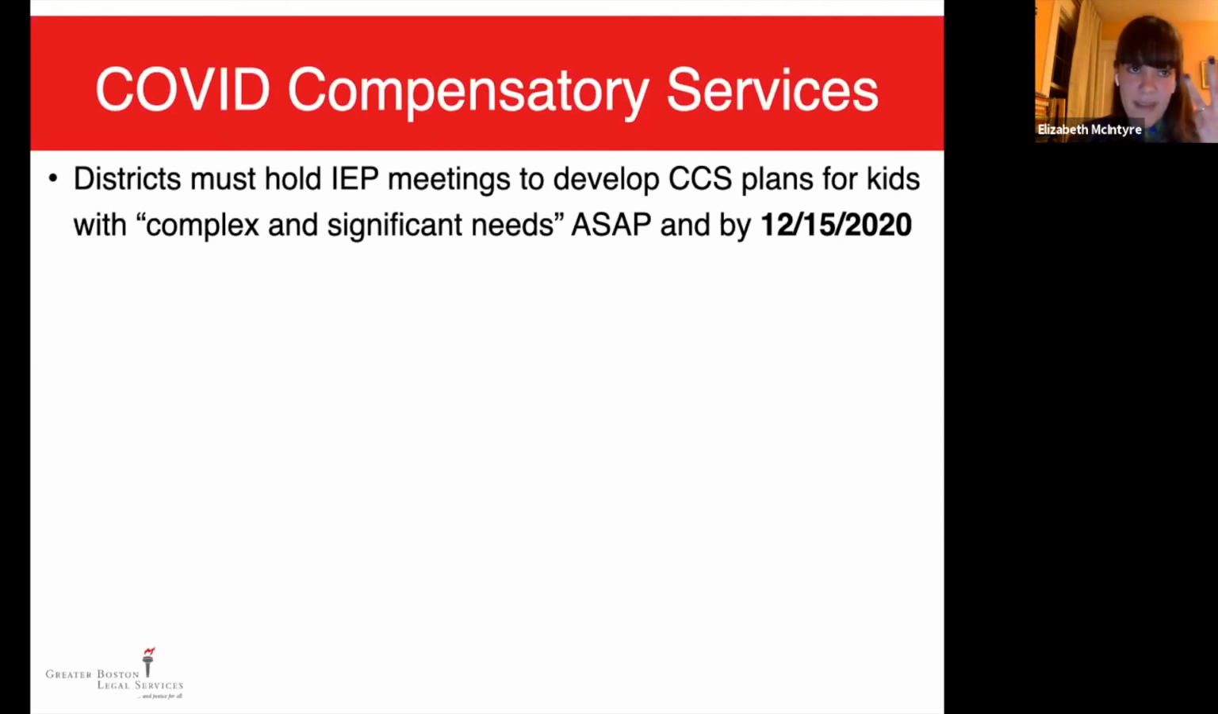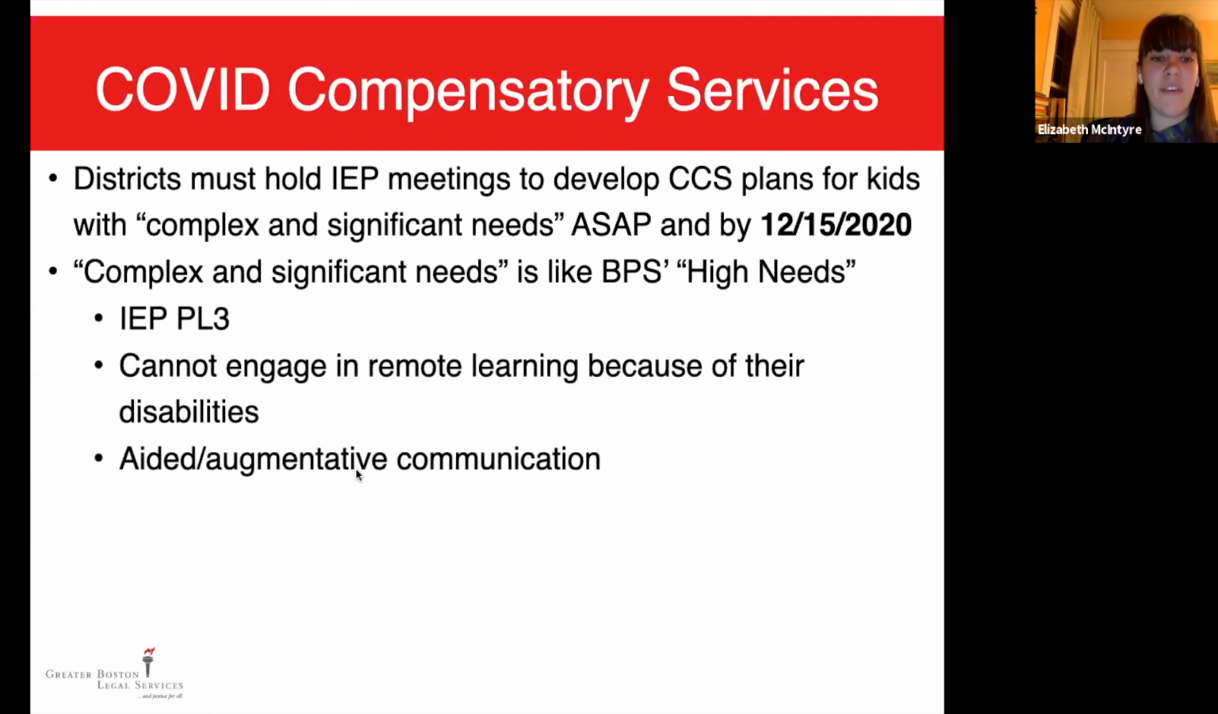So it's three things. They all mean the same thing: high needs, complex and significant needs, high priority for in-person learning. If your child falls into that category, Boston needs to hold a meeting to develop a plan to get your child caught up from everything they have missed by December 15th. If you're worried about this for your child, if you feel like they've lost a lot, I'm going to encourage you to, today, right now, maybe not literally right now, but today, request a COVID compensatory services meeting with your school. And then we're just going to fly through the rest of this.